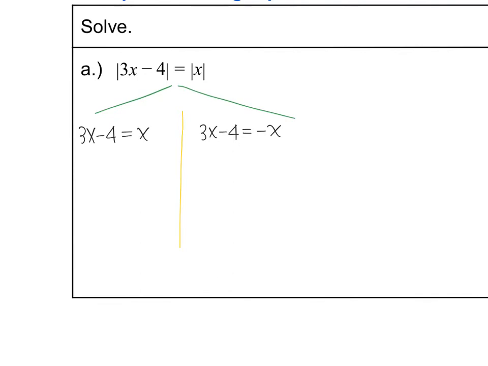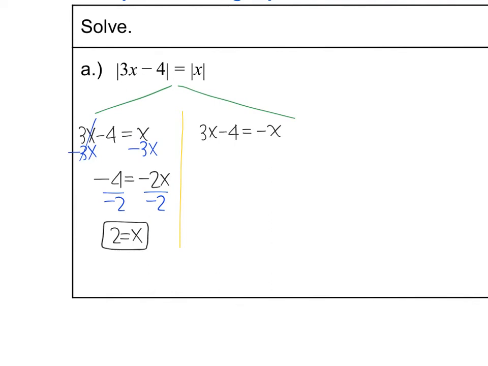So in this case, I need to get the x's on the same side, so I'll subtract the 3x to get it combined here. So it's negative 4 equals negative 2x, because we had to get the x's on the same side, and then I'll divide by negative 2. So I'll get 2 equals x.